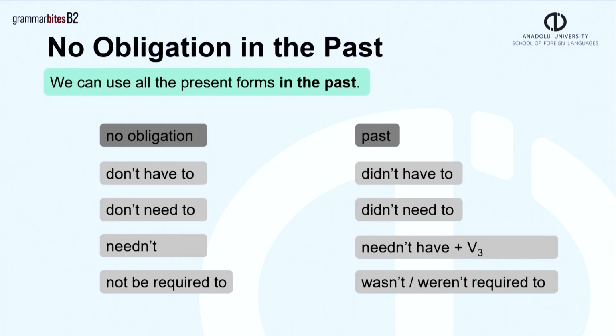For no obligation in the past, we can use all the present forms in the past. So we use didn't have to, didn't need to, needn't have plus verb 3, and wasn't, weren't required to. Let's see some examples.